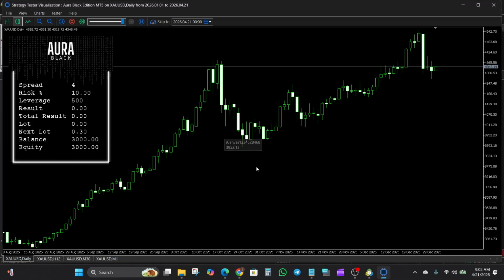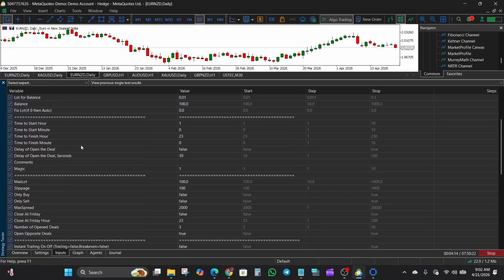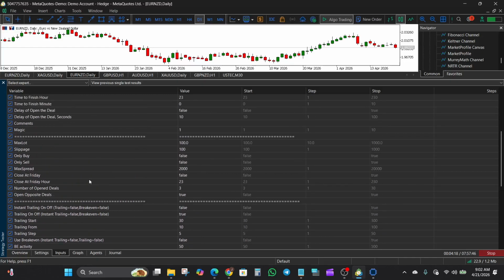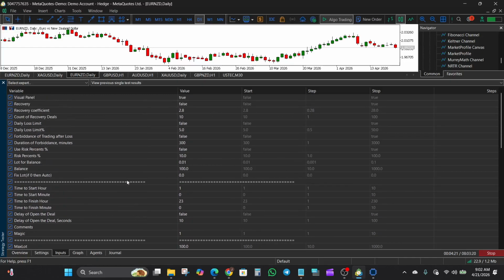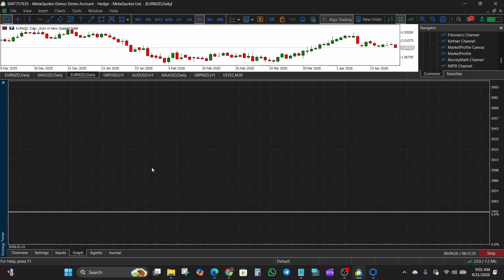Okay, remember that you can modify the EA settings. You can see currently we are using a risk percentage of 10%, leverage is 500, and then you can see here next lot 0.3. If we go over to the inputs, you will see some of the settings that we saw on the MQL5 webpage, right? So if you purchase this EA, you should be able to edit the necessary settings that you need to edit in order to enable the EA to perform the way you desire it to perform.